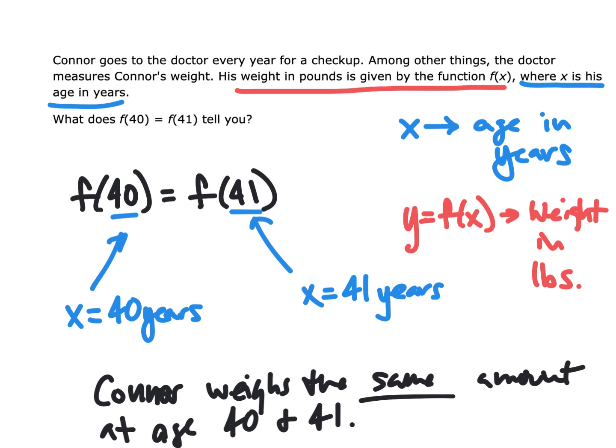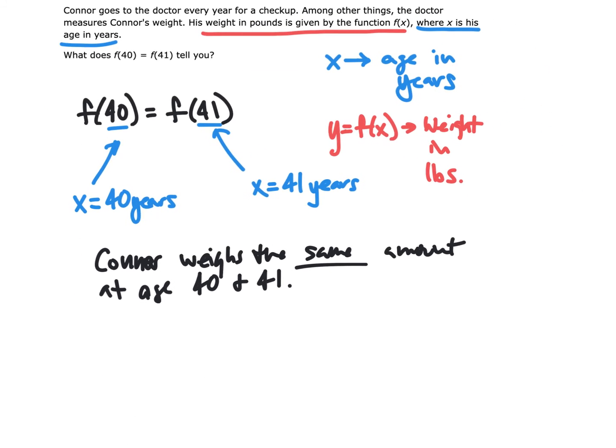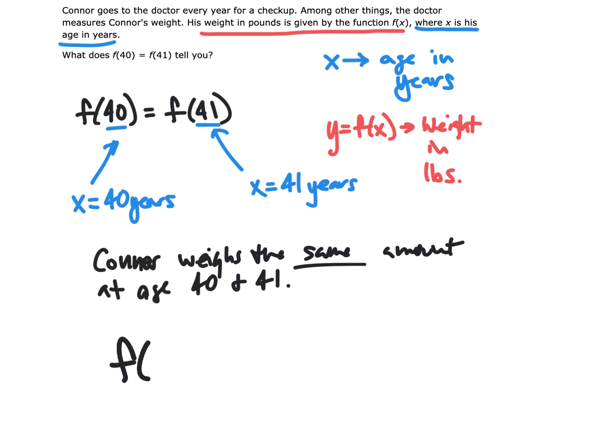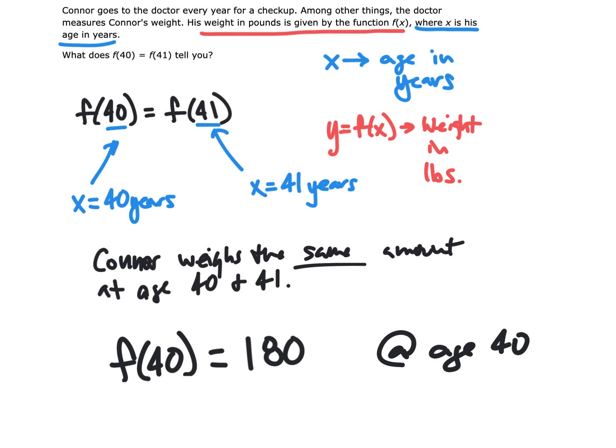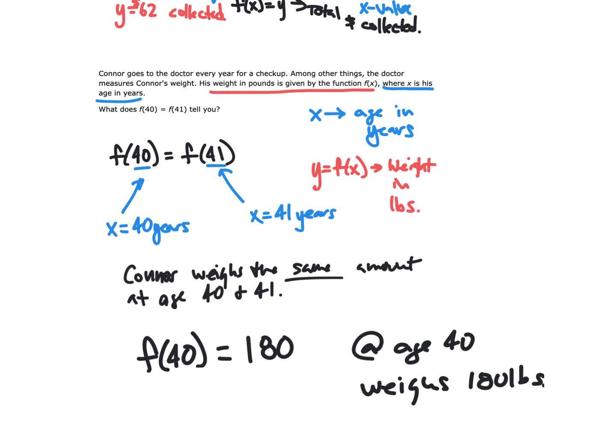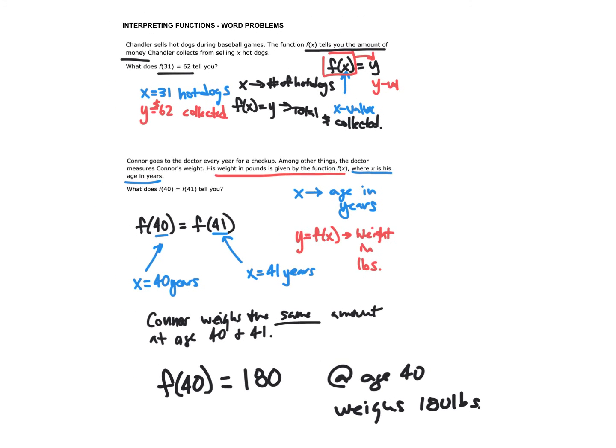Okay, so even if we had, let's say that you had f of 40 is equal to 180. And what that would mean is that at age 40, Connor weighs 180 pounds, okay? And that's the idea, all right? So again, all you're doing is you are finding meaning for what you are doing here.